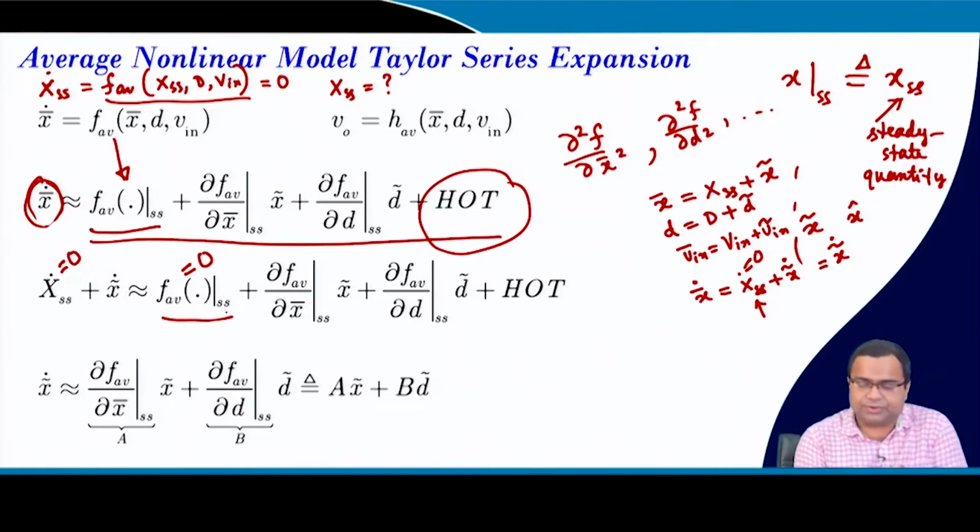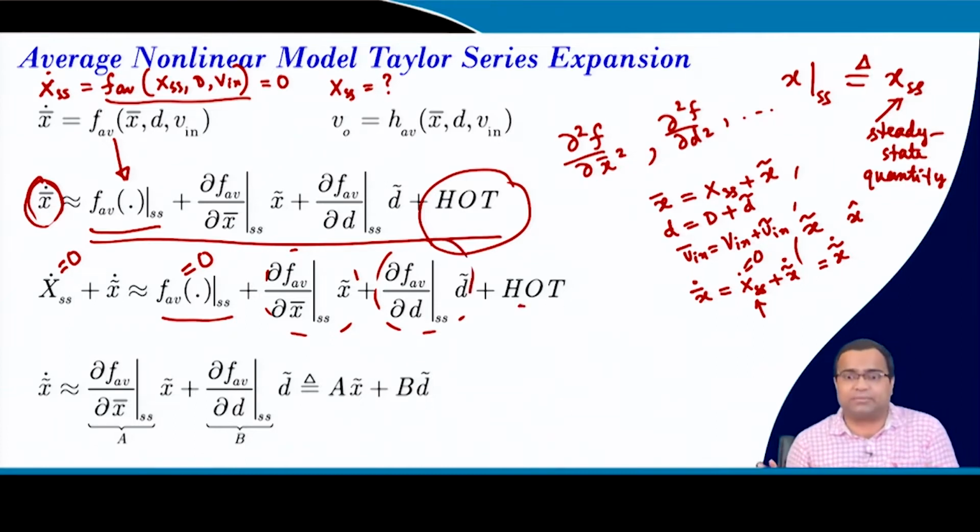So, this is 0. We will have this term and this term, but the higher order terms we are neglecting because we are trying to obtain a linear model. We have already discussed earlier, when we carried out the circuit averaging and state space averaging techniques, that we ignore the product of perturbations, and that is also ignored here.